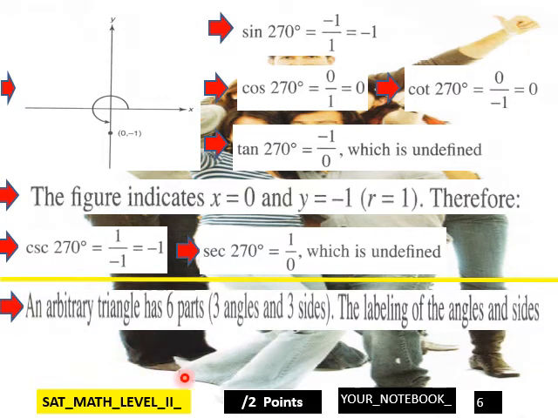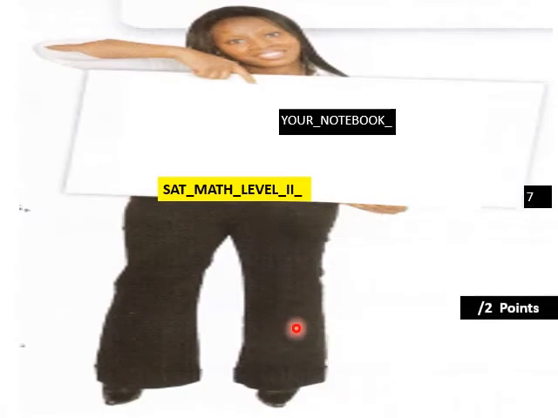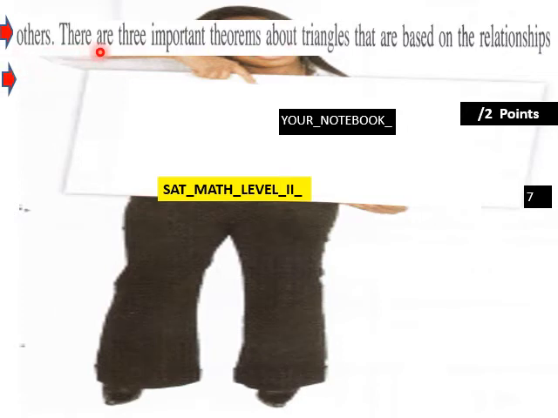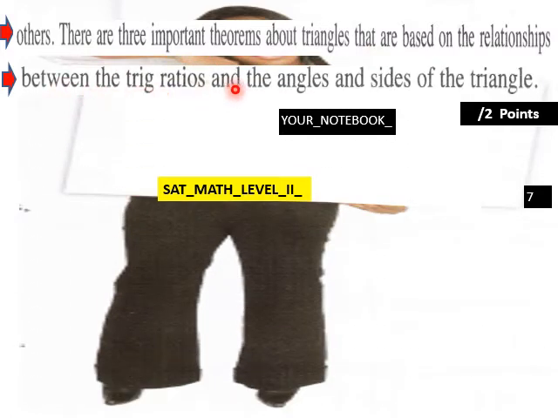An arbitrary triangle has 6 parts, so 3 angles and 3 sides. The labeling of the angles and sides of an arbitrary triangle is the same as described for a right triangle. Angles A, B, and C, uppercase, and their opposite sides are a, b, and c, lowercase. Typical problems in triangle trig ask you to find 3 of these given 3 others. There are 3 important theorems about triangles that are based on the relationships between the trig ratios and the angles and sides of the triangle.